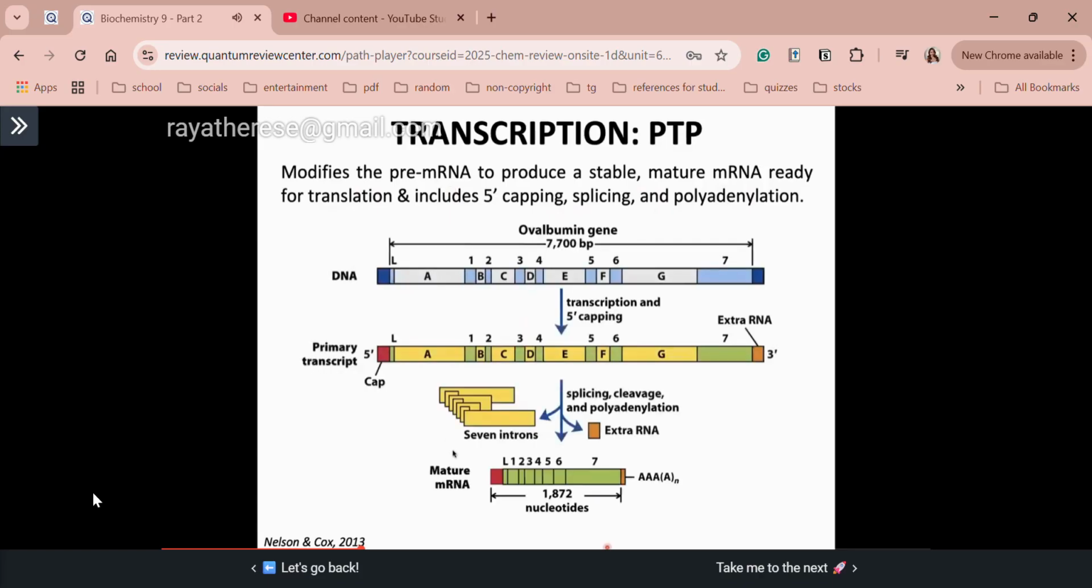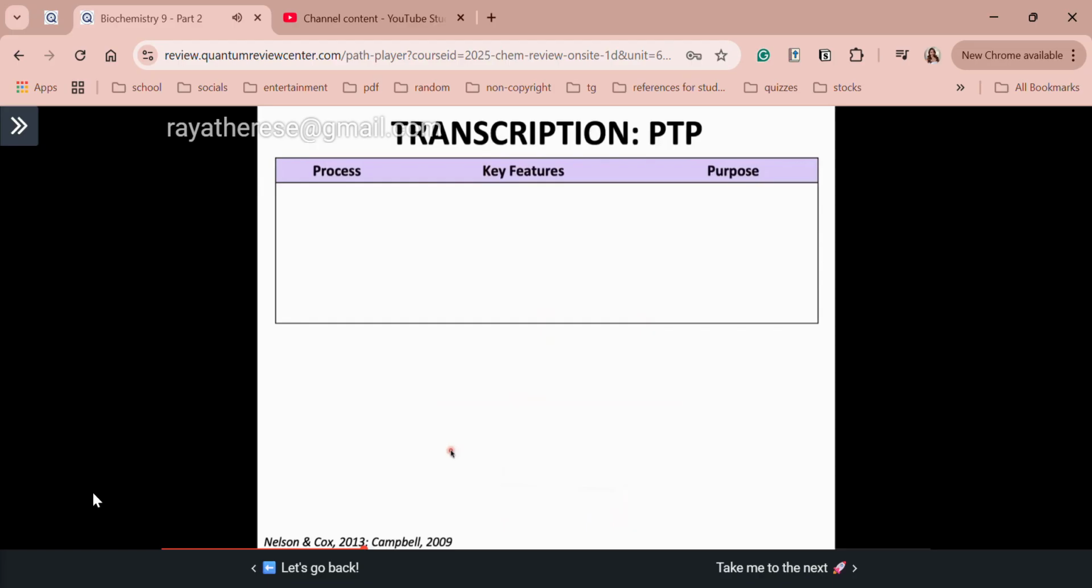Class, here is the summary or overview of our PTP. After transcription, the 5' capping occurs immediately. Afterwards, your splicing, cleavage, and polyadenylation will occur to form our mature mRNA. Here is the tabulated format of your PTP. First one is the 5' capping. Simply, this is just a methylation reaction at the 5' end, and this occurs early, immediately after termination.